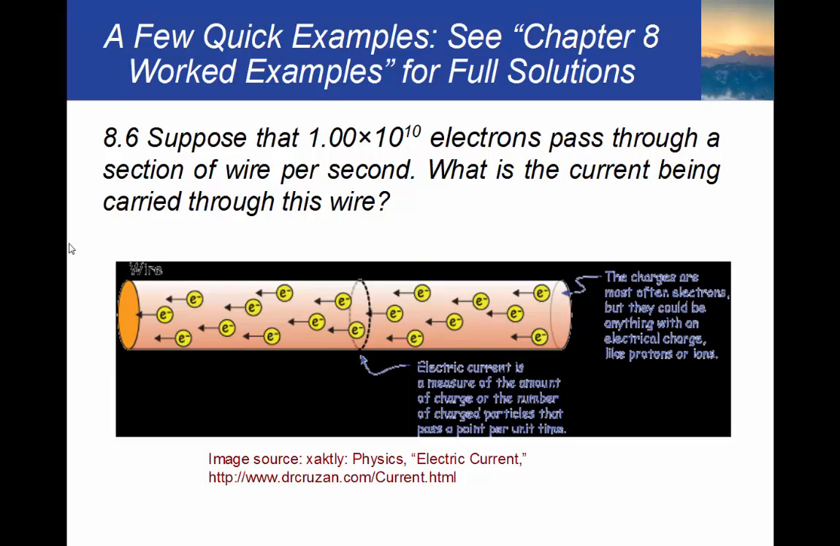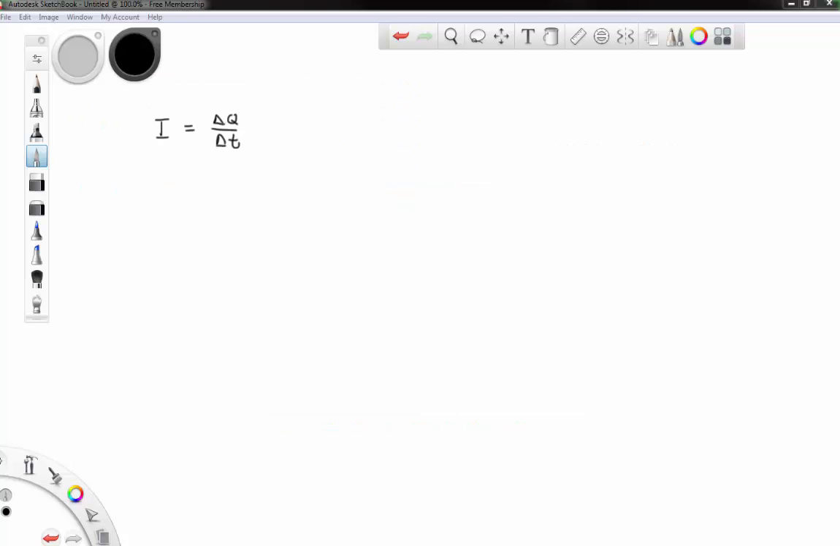Our next question is, suppose that you have 1 times 10 to the 10th electrons passing through a section of wire per second. So the question is, what's the current that's being carried by this wire under these conditions? To solve this, we use that the current is the amount of charge per unit time, and the amount of charge is going to be the number of electrons times the charge of an electron, per unit time.